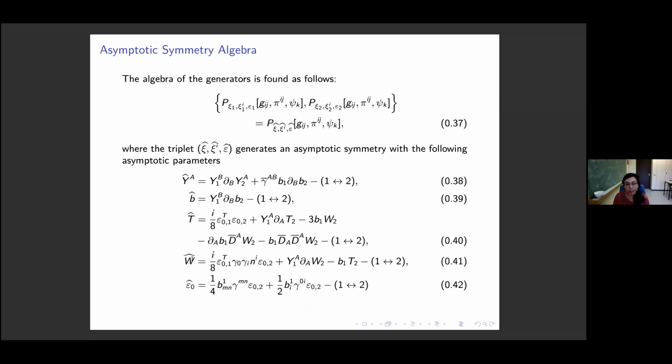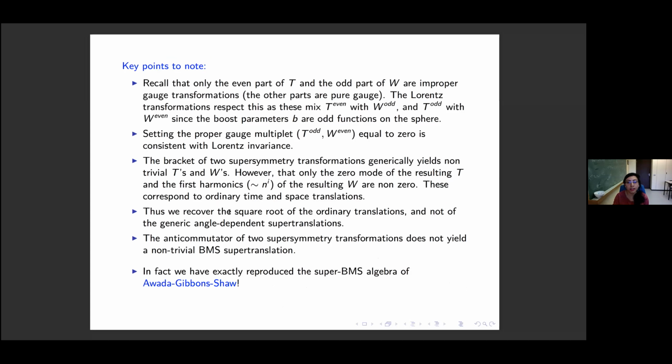These T and W are generically angle dependent, but from here we see that only the 0 modes are contributing. So as I mentioned in the introduction, we recover the square root only of the ordinary translations and not of the generic angle dependent super translations. The anti-commutator of 2 supersymmetry transformations does not yield a non-trivial BMS super translation. And in fact, this is exactly the super-BMS algebra of Awada-Gibbons-Shaw. So we could recover it exactly at spatial infinity.